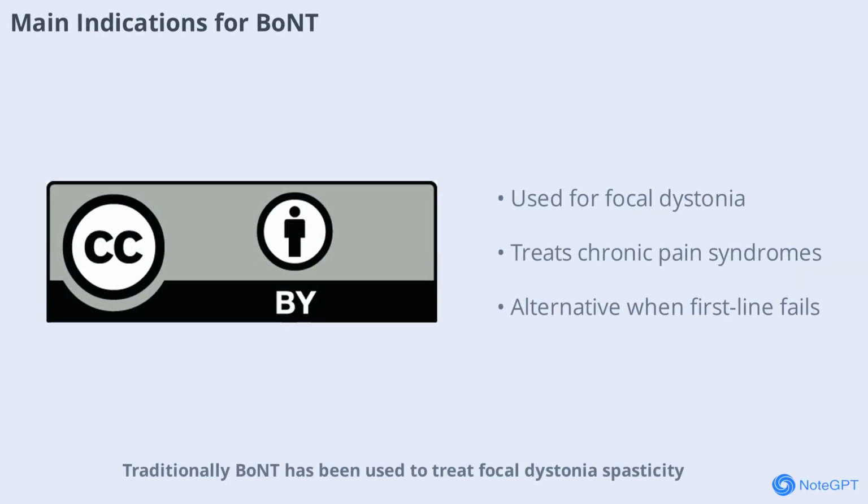Additionally, BONT has been used to treat focal dystonia, spasticity, and various muscle disorders. Its applications have expanded to include chronic pain syndromes, especially when conventional therapies are ineffective. BONT is now considered for conditions such as plantar fasciitis, knee osteoarthritis, painful joint arthroplasty, muscular contractures, neuropathic pain, and myofascial pain syndrome. The decision to use BONT is often based on the severity and refractoriness of the condition.